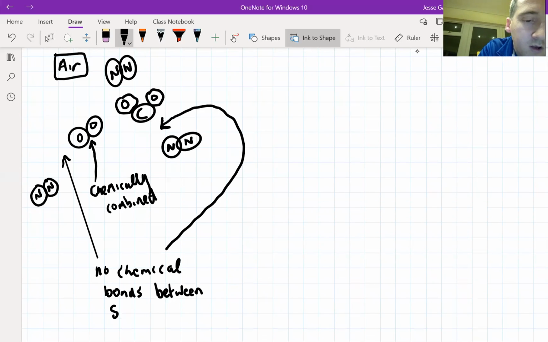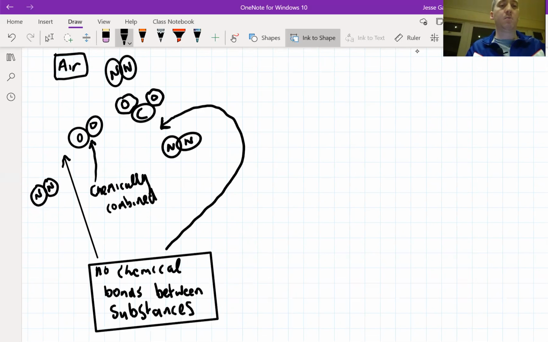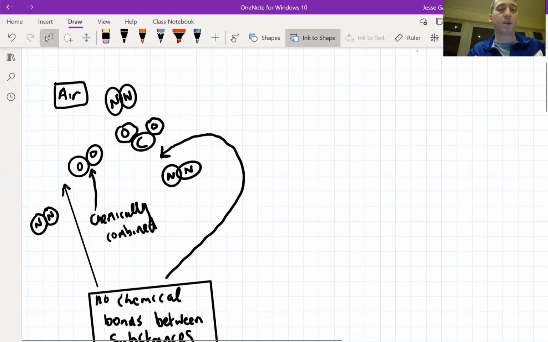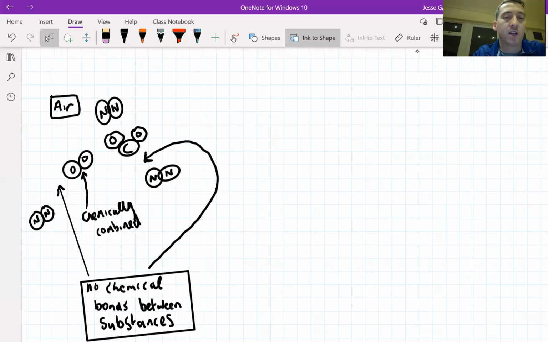There are no chemical bonds between these different substances. These gases, oxygen and nitrogen, are not chemically bonded to each other. The nitrogen and the carbon dioxide, these two particles over here, are not chemically combined to each other. So air is a mixture of these different gases, and these different gases are not chemically combined to each other.